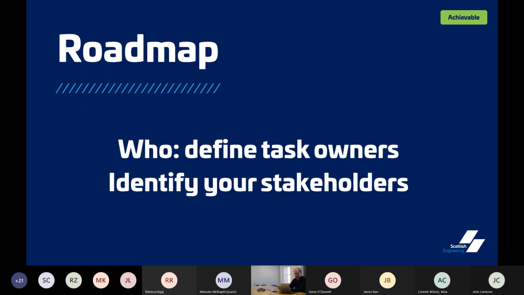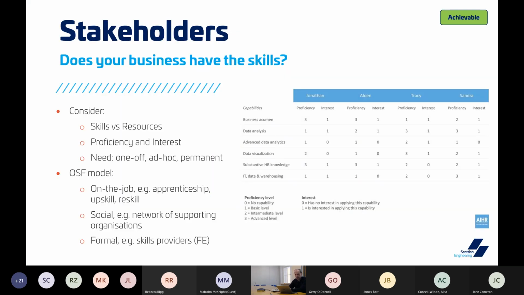Achievable is the task owners, and it's about identifying your stakeholders. Who's going to do it? Who's going to achieve it? Who's going to deliver it for you? So the first question in terms of stakeholders is, does your business have the skills?